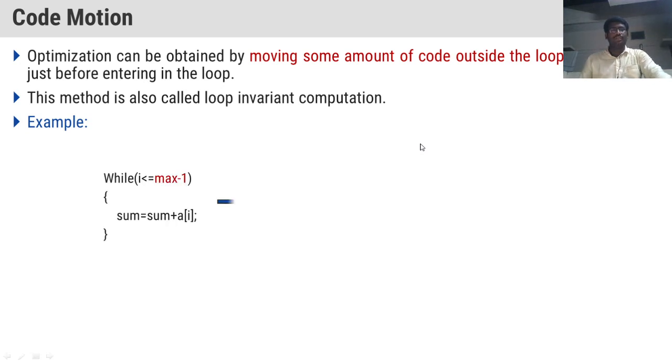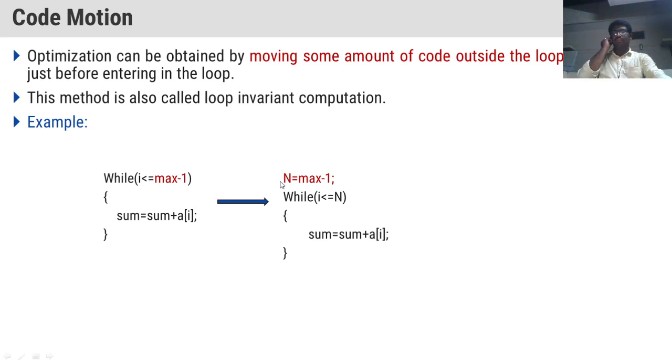So code motion is also called loop invariant computation. Example: while I less than or equal to max minus 1. This is the condition we have given for the while statement, and inside it, sum equal to sum plus a of I. What I am doing is bringing this max minus 1 to the outside, and assigning it to the variable called capital N. So capital N equal to max minus 1. The evaluation will be done outside itself. Otherwise, every time I write while I less than or equal to max minus 1, every time before it enters into the loop, it has to check the condition.